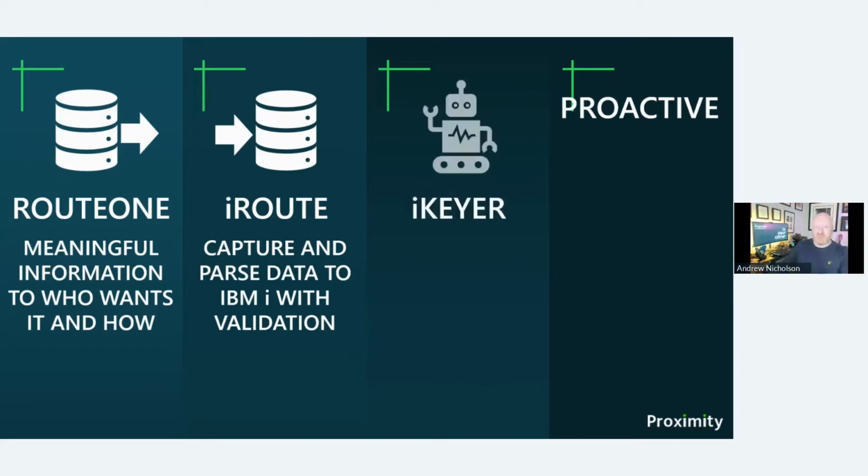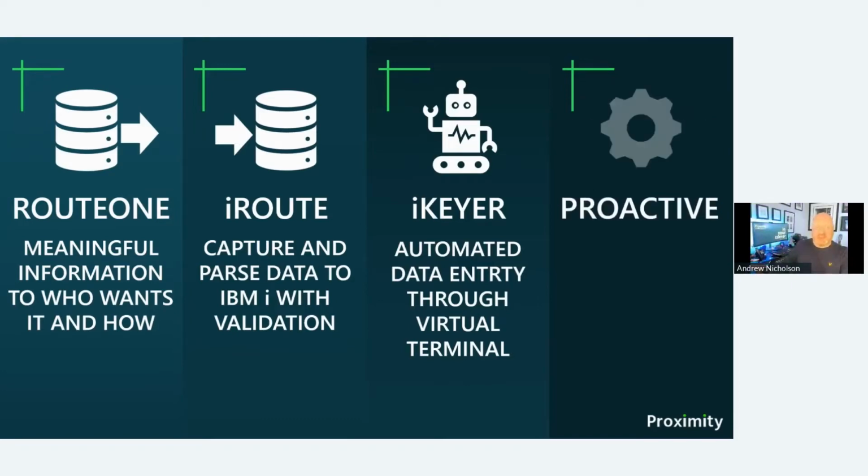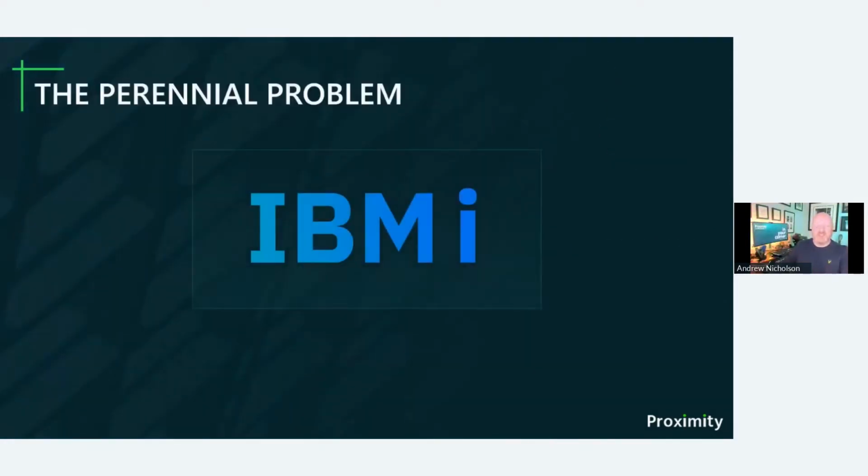Then we'll discuss other methods of data automation, first using iKeyer. No, it's not that flat-pack furniture, but indeed a powerful solution that allows you to automate data entry via the 5250 session using a virtual terminal. Finally, we have Proactive, their rules-based workflow automation solution that utilizes native IBM triggers. These solutions deal with the perennial problem of getting data in and out of a box and automating the in-between.